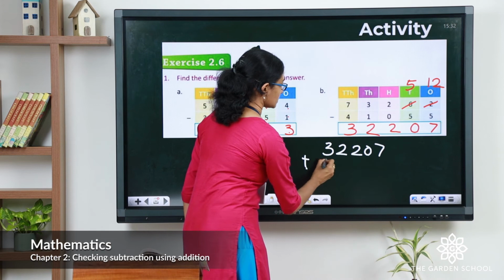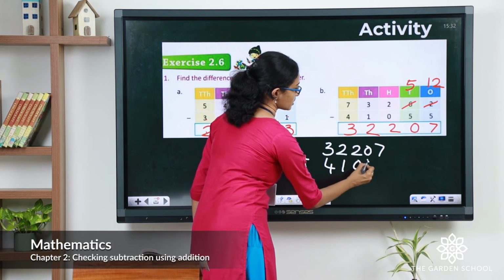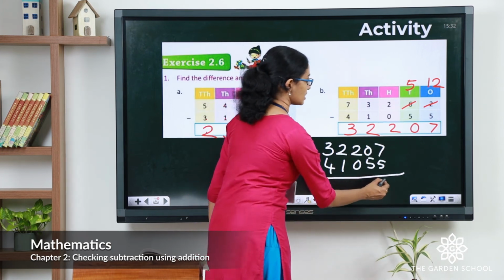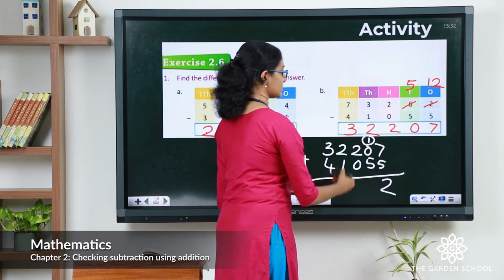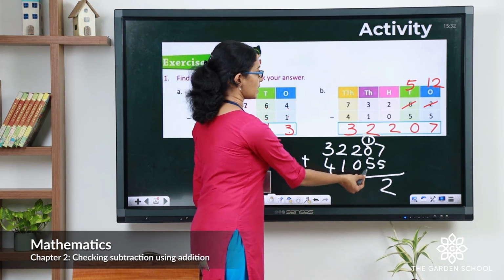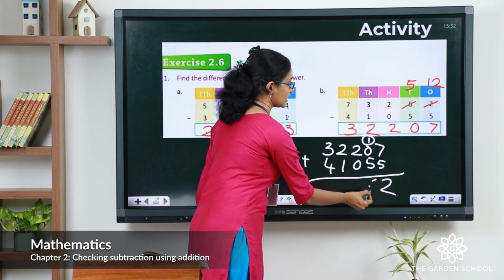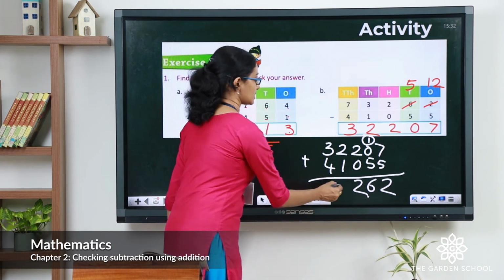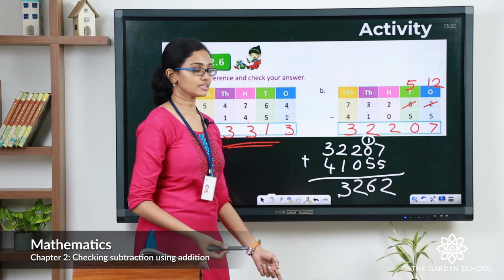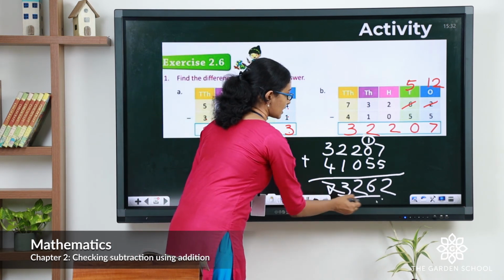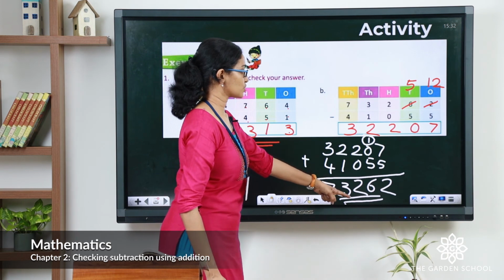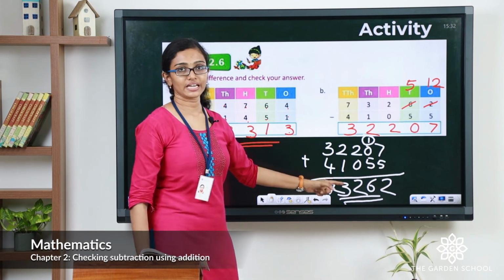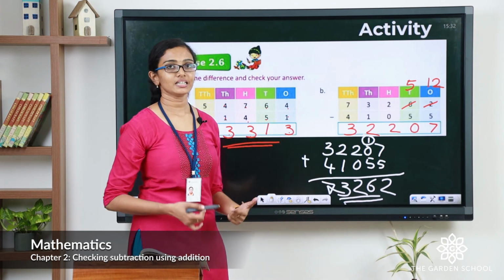32,207 plus 41,055. Now what is 7 plus 5? It is 12. So 2 here, 1 is carried over to the tens place. 5 plus 0 is 5 itself, plus 1 gives you 6. 0 plus 2, it is 2. 1 plus 2, it is 3. 4 plus 3, it is 7. Is this the same minuend? See, 73,262, 73,262. So we can verify that the subtraction was done correctly.